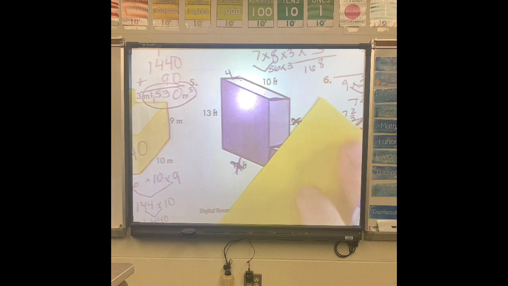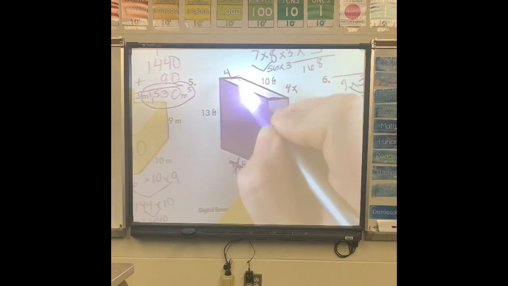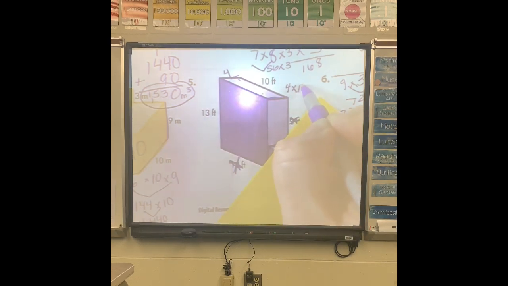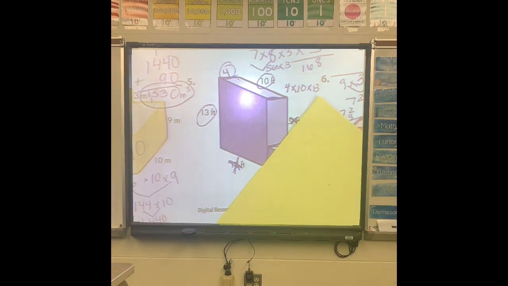So let's see where I have some room. 4. Front to back is 10. And then bottom to top is 13. So these are my three numbers that I am multiplying.